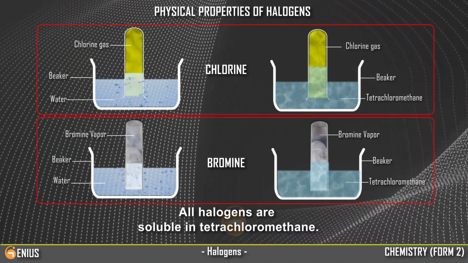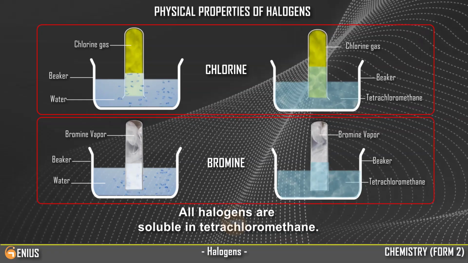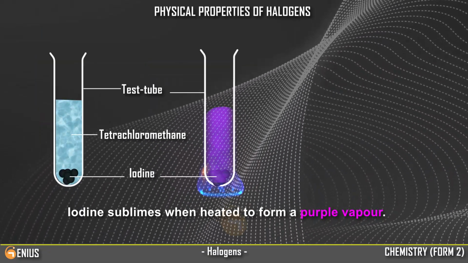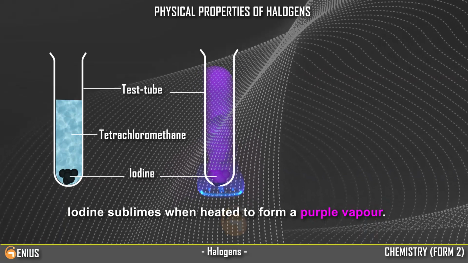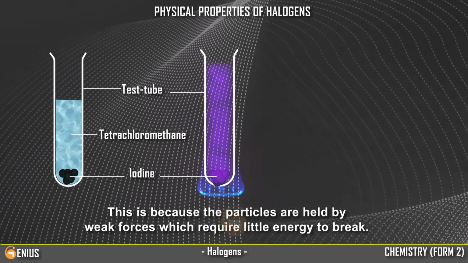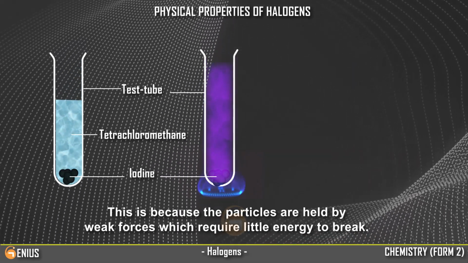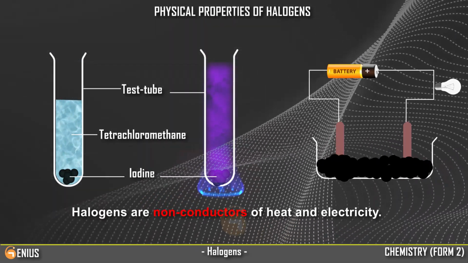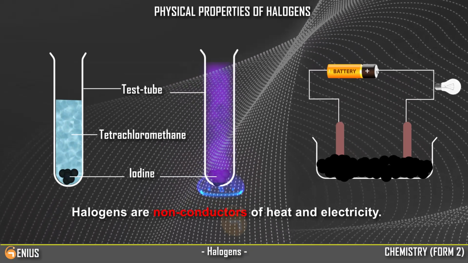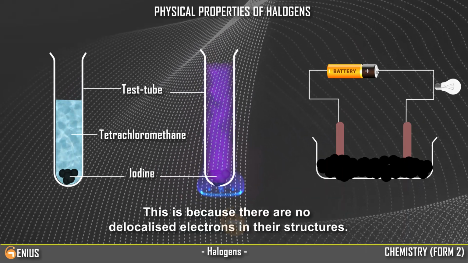All halogens are soluble in tetrachloromethane. Iodine sublimes when heated to form a purple vapor. This is because the particles are held by weak forces which require little energy to break. Halogens are non-conductors of heat and electricity. This is because there are no delocalized electrons in their structures.